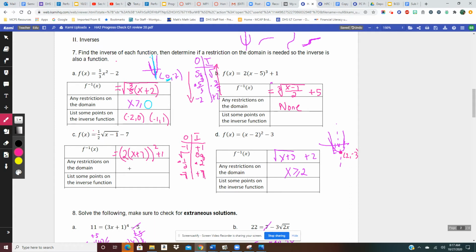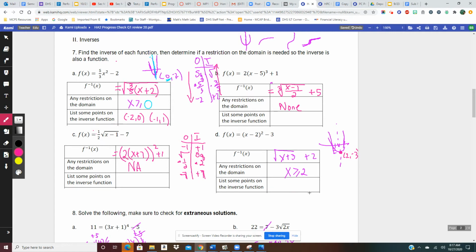Okay, so there's no restrictions on the domain. And again, check back to the answer key. I'll put some points on the inverse. But all you're doing is finding some points on the original and flipping them, or if you want to use the inverse function, finding some points for x and getting the y. Okay?